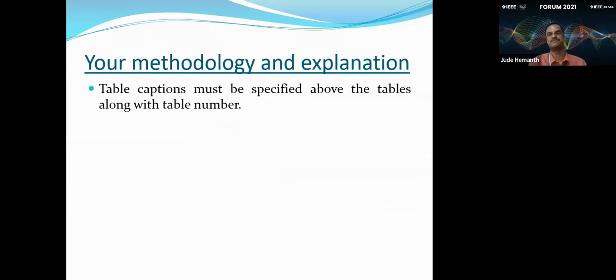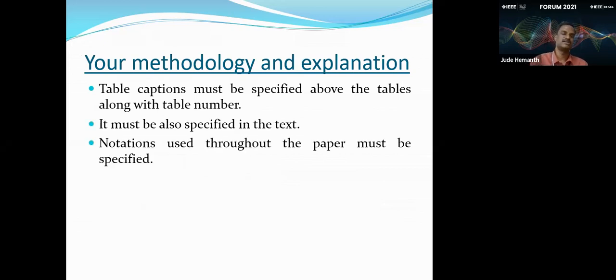Table captions must be specified above the tables, figure captions below. Notations, the variables you are using throughout your paper, should be clearly specified. Alpha, beta, gamma, whatever it may be, it should be given in terms of the English language also.